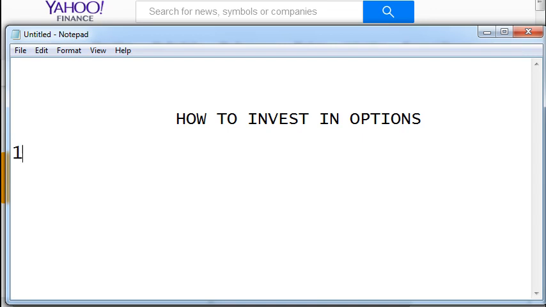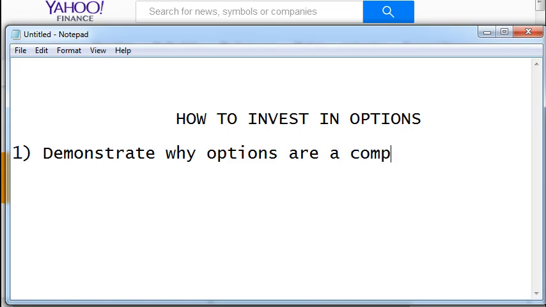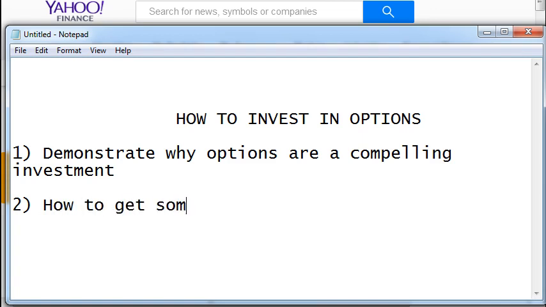The first step is to first demonstrate why options are a compelling investment. Okay, that's the first step. And then second, we want to figure out how to get some investment ideas as far as options are concerned. Okay, so let's start with step one. We want to know why investors invest in options.